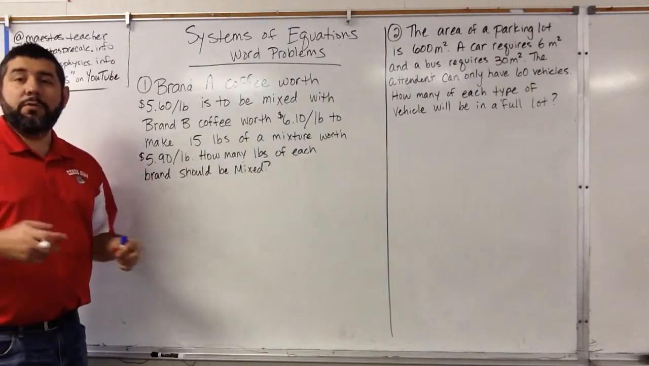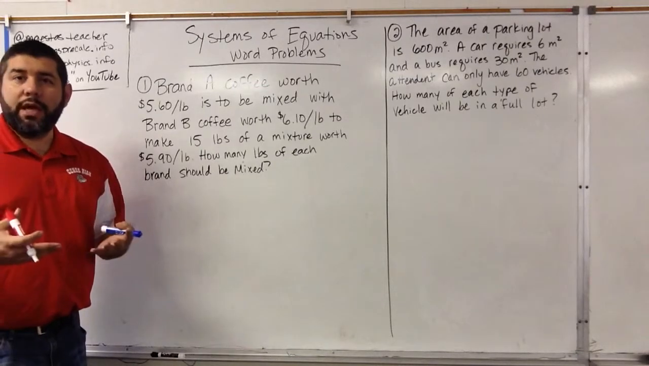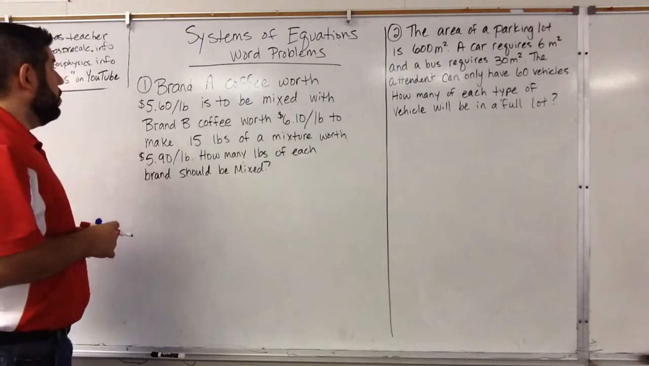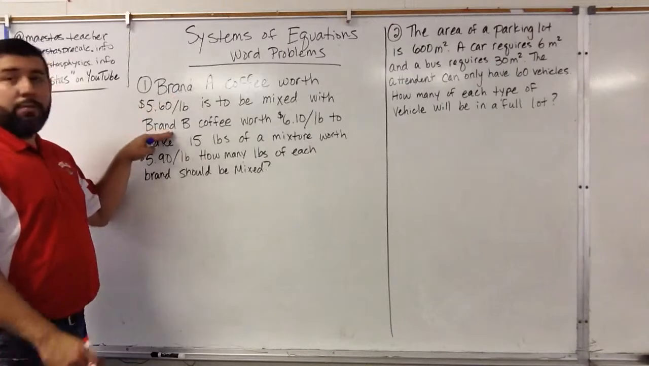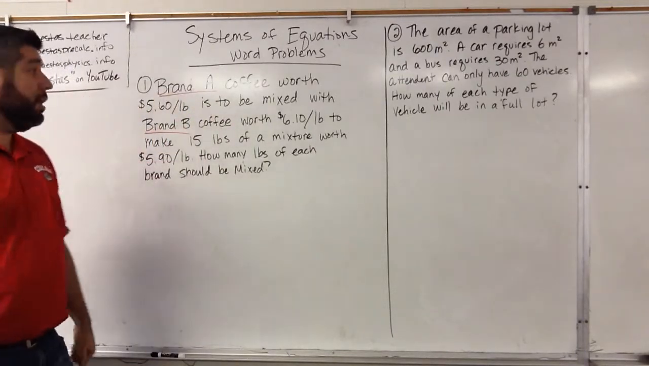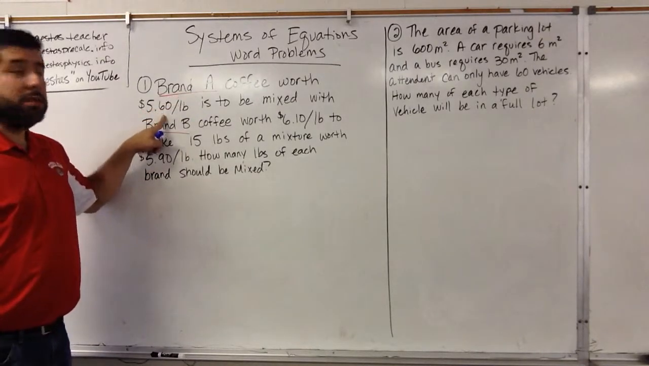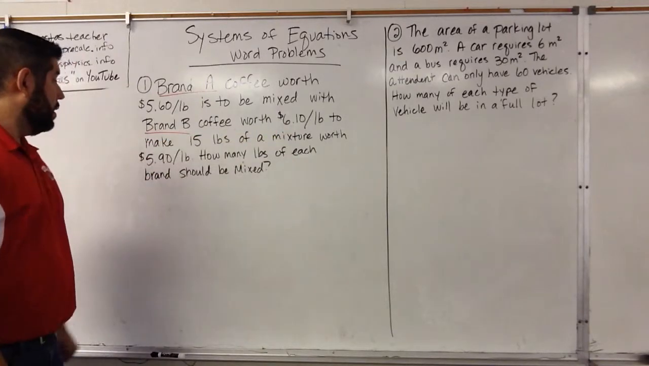So what we should do for any of these is look at what variables we are going to end up using and what types of things we are doing in this word problem. We've got two things, and we can see that clearly: brand A coffee and brand B coffee. We know that brand A is worth $5.60 and brand B is worth $6.10 per pound.